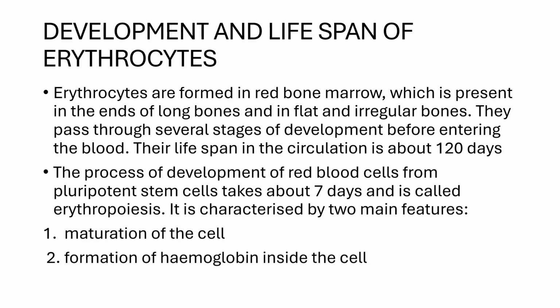Now, erythrocytes are formed in red bone marrow, which is present in the ends of long bones. You already know your long bones, for example, the humerus and the femur. They are also formed in the flat and irregular bones. For example, flat bones can be the pelvic bone or the skull. It can be the scapula, which is also a flat bone, and also irregular bones like the ribs, where they are also formed. So they pass through several stages of development before entering the blood.